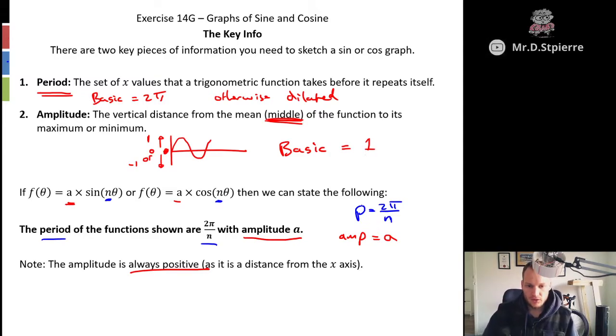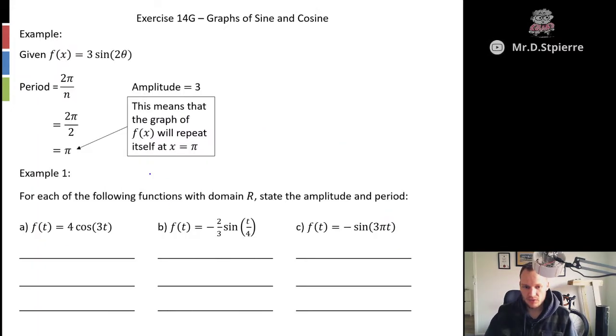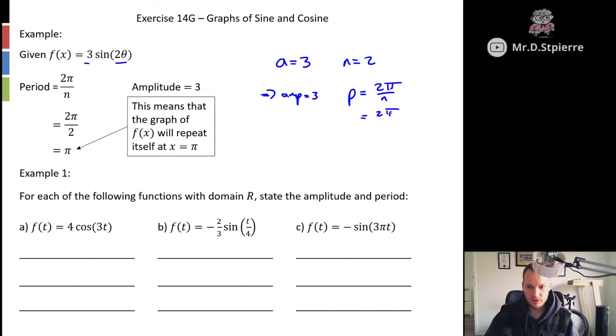So let's use those two parts of the most basic form of a sine and cos graph. We'll identify a couple of them, then we'll move into graphing and how it's helpful for graphing. So if we had 3 sine 2 theta, what's the period and what's the amplitude? Well, the working's out there, but I will go through it. So in this case, a is equal to 3 and our n is equal to 2. So it follows on, our amplitude is equal to 3 and our period is equal to 2 pi on n, which is 2 pi on 2, which is pi.